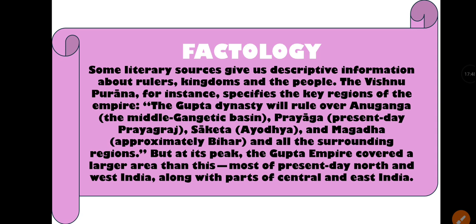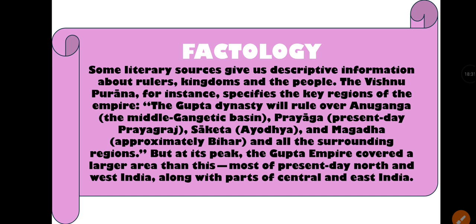Let us look, at the last, at the factology. Some literary sources give us descriptive information about rulers, kingdoms, and people. The Vishnu Purana, for instance, specifies the key regions of the empire. The Gupta dynasty will rule over Anuganga, the middle Gangetic basin, Prayaga, present day Prayagraj, Saketa, Ayodhya, and Magadha, approximately Bihar, and all the surrounding regions. But at its peak, the Gupta Empire covered a larger area than this, most of present day North and West India, along with parts of Central and East India.